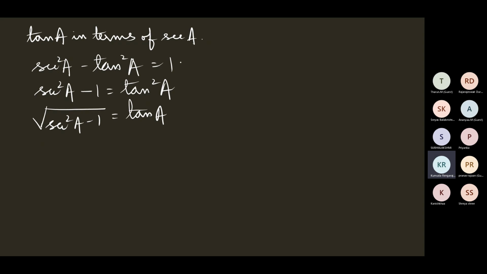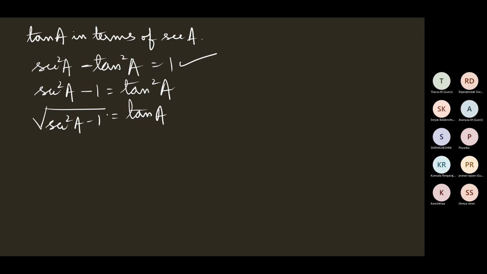We took up this identity, which has both tan A and secant A in it, to write tan A in terms of secant A. So we have tan on one side, minus tan square A. Transpose, so you get secant square A minus 1 is equal to tan square A. So tan A is equal to the square root of secant square A minus 1. That's it. We are done.